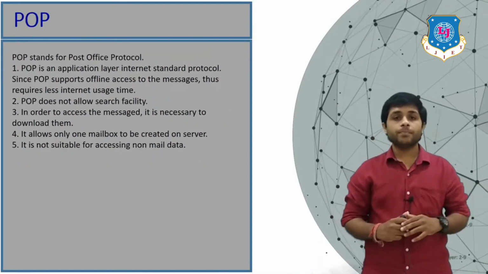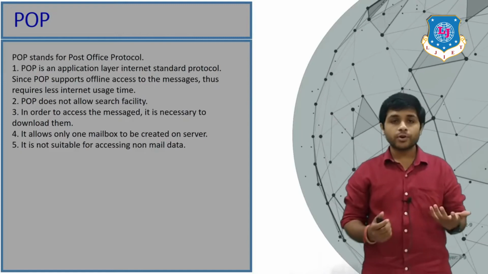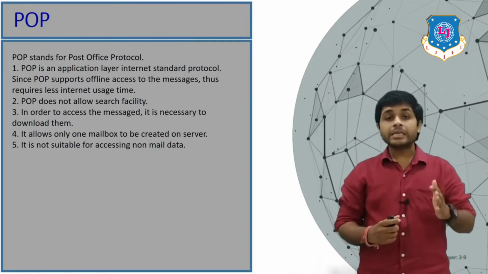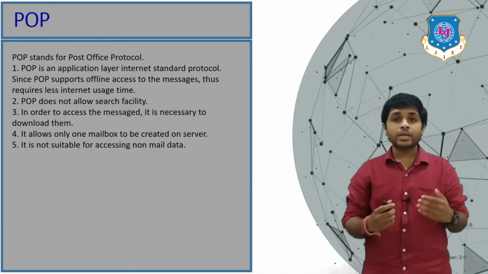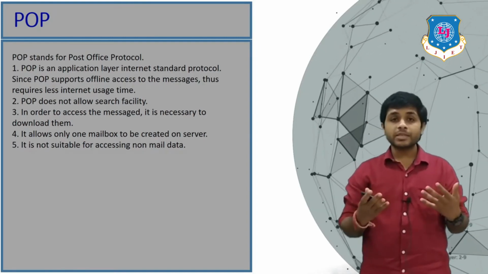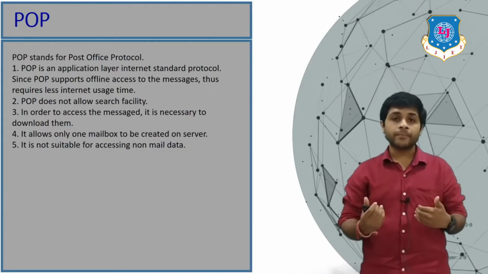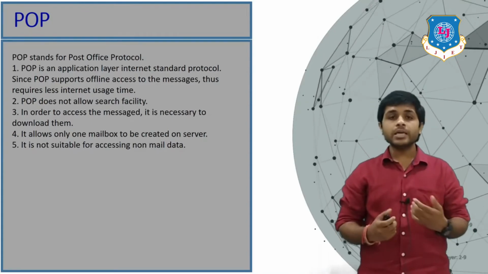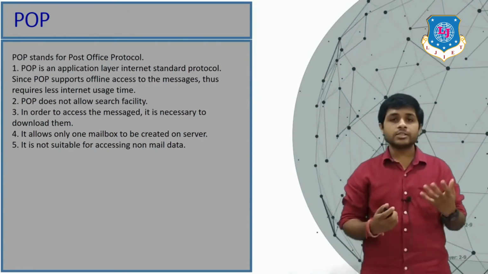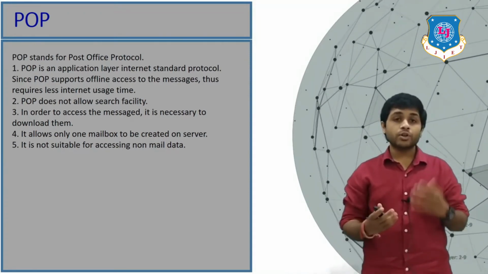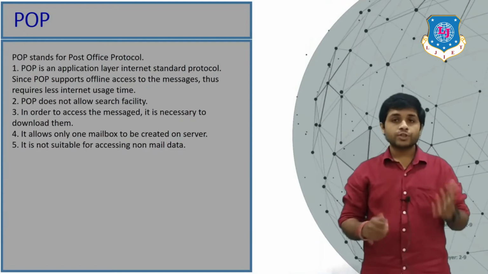The last one is the POP, which is the Post Office Protocol, and the POP is an application layer protocol, and it supports offline access to the messages. We have just seen that in the IMAP you can delete or read the message online, you do not have to download these mails, but in the POP you can download the whole data, right? So after downloading you can easily access them offline. It does not allow facilities such as deleting and editing messages on the server, and it is not suitable for accessing non-mail data. So this is it for the email.